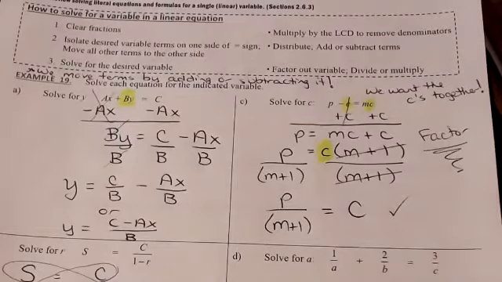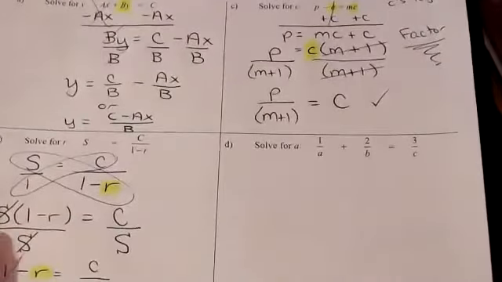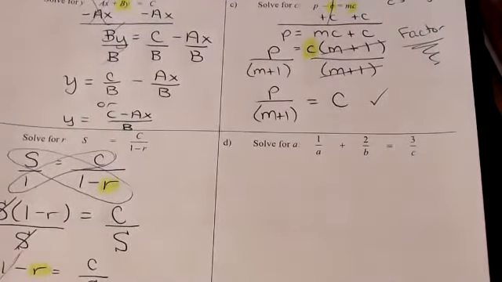Okay, let's continue this idea and take a look at part D. So I have 1 over a plus 2 over b equals 3 over c. We have a bunch of fractions. What do you think is going to be my very first step? How do you think I would make my life easier? Shout out an idea.